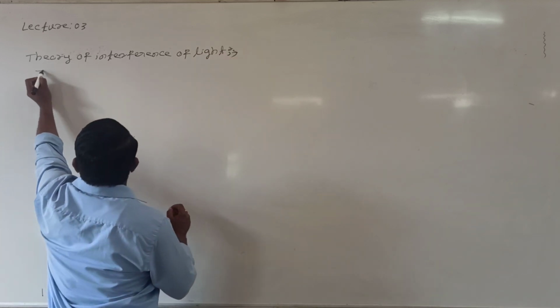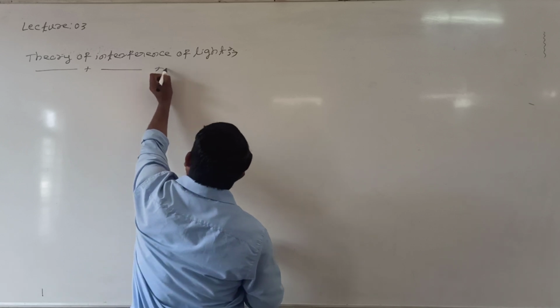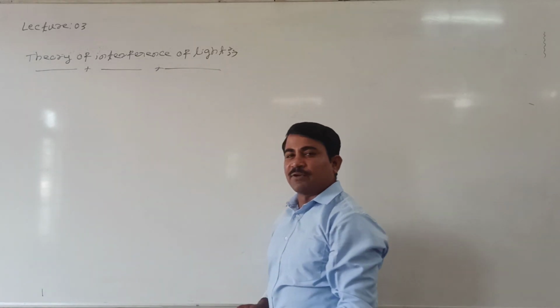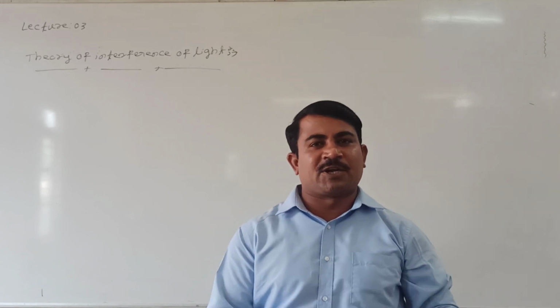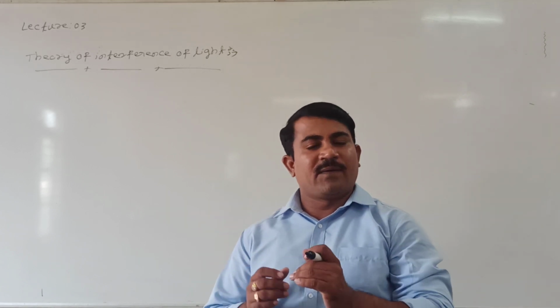This is for a 5 marks question. He may ask a question like this: explain the theory of interference of light. What is the condition for constructive interference and the condition for destructive interference? If you explain all this, you will get the 5 marks.